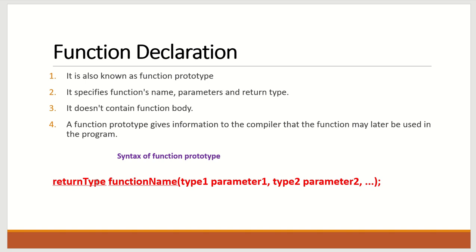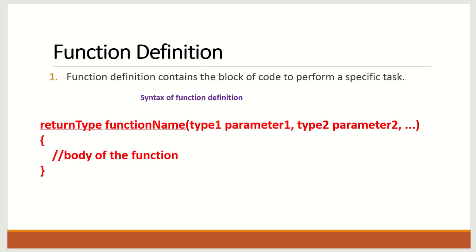Return type, you can use any return type. Then whatever name you want to give as a function name. Then round bracket indicates parameter bracket. You can pass n number of parameters. It depends on the program. But with each and every parameter, you have to pass the data type also. And after the round bracket closing, at the end a semicolon. So that is all about function declaration.